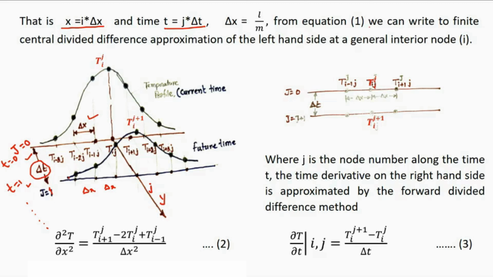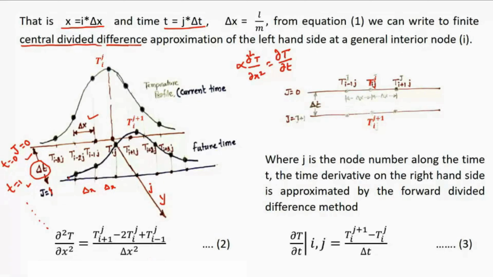From the previous equation, alpha into ∂²T/∂x² is equal to ∂T/∂t. From this equation, we can write the finite central divided difference approximation. Again, we have not learned this central divided difference yet, so we are going to learn it in the next chapter.